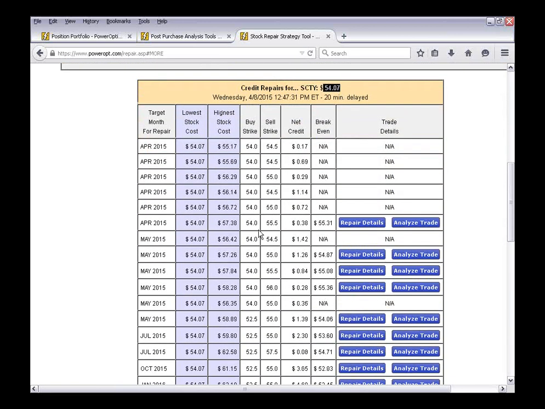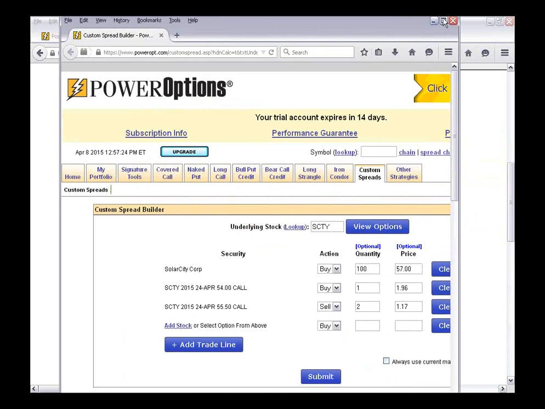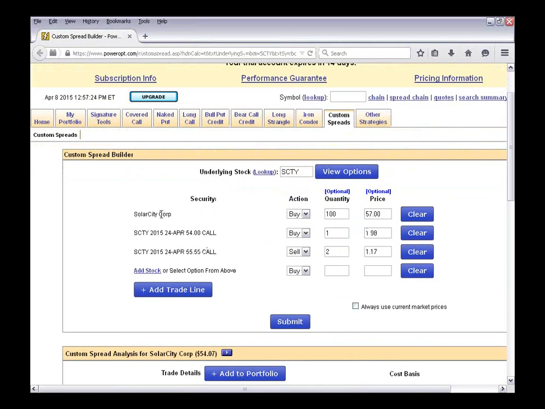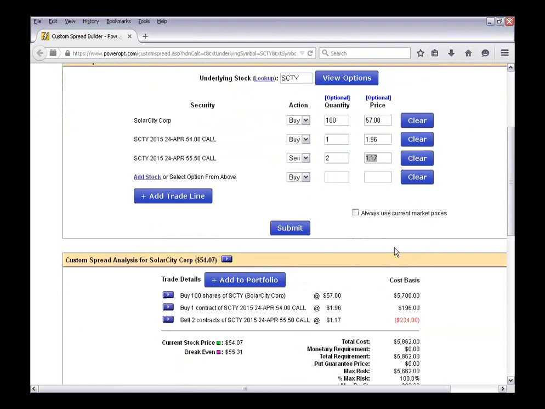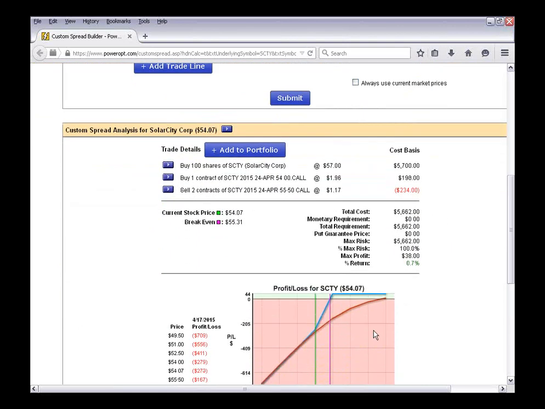Now let's just take a look at the analyzed trade here, looking at a 55.5 strike for April expiration. Minimum net credit of only 38 cents with this repair, but let's take a look at how it happens. So we have SolarCity at 57. I could buy one April 54 call for $1.96 and sell two April 55.50s for $1.17. So this would give me $2.34. That's our 38-cent net credit to lower our cost basis.